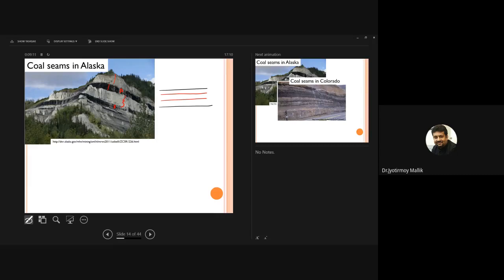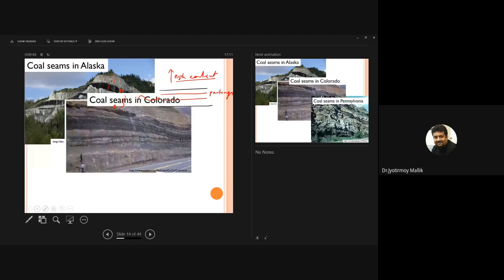So such non-coaly streaks within the coal seam are called partings. Okay? They are called partings. So what is the contribution of partings? If I have more partings in the coal seam, that will essentially increase the ash content of the coal. Okay, ash content will be enhanced if I have more partings in the coal, right?